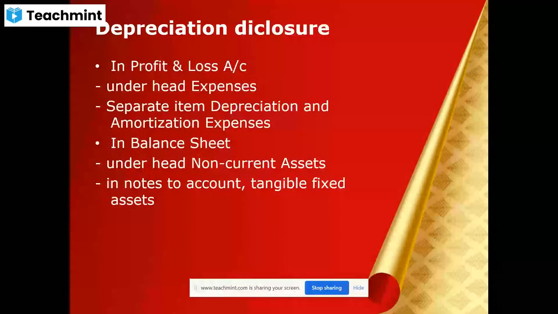Now, how to disclose the depreciation? We will disclose the depreciation at two places, first in the profit and loss account and another in the balance sheet. In the profit and loss account, under the head expenses, show a separate item as depreciation and amortization expenses. You will calculate the depreciation on all of your fixed assets, whether tangible or intangible. We have given one schedule for that calculation, and accordingly we will calculate it.